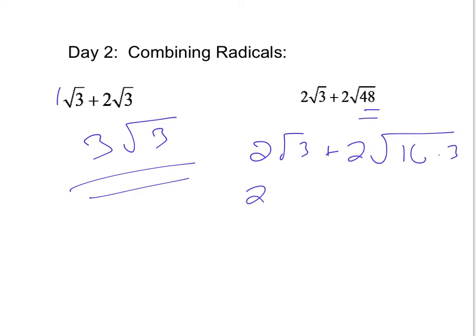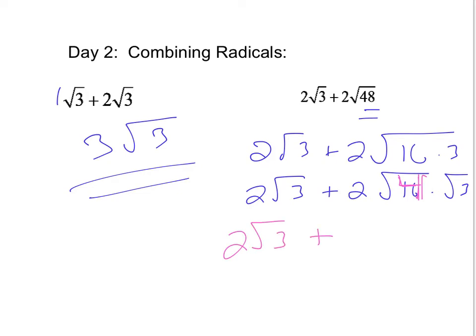So this becomes 2 root 3 plus 2 times root 16 times root 3. Well, we know that root 16 is 4. So I'm just going to switch colors here. I'm going to change my root 16 to a 4 right now. So I have 2 root 3 plus 2 times root 16, which is 4. So 2 times 4 is 8 root 3. So 2 root 3 plus 8 root 3 is 10 root 3.